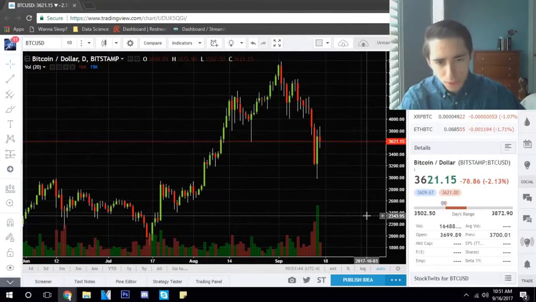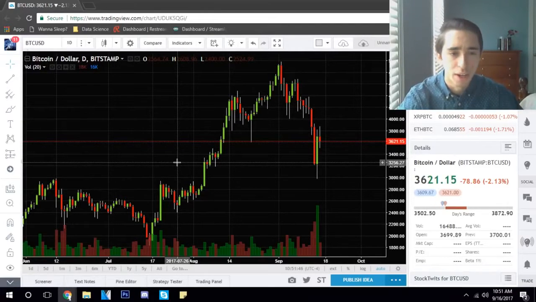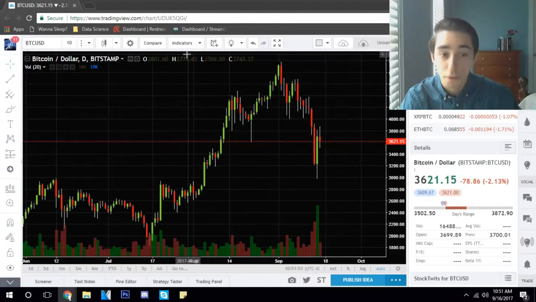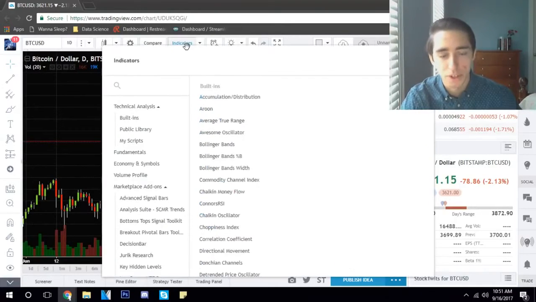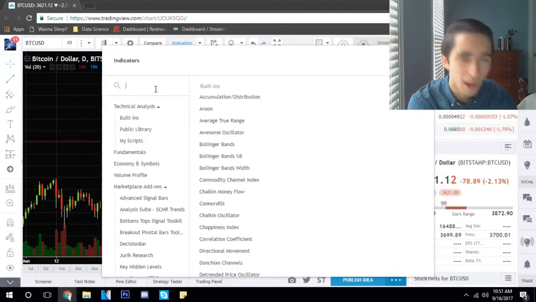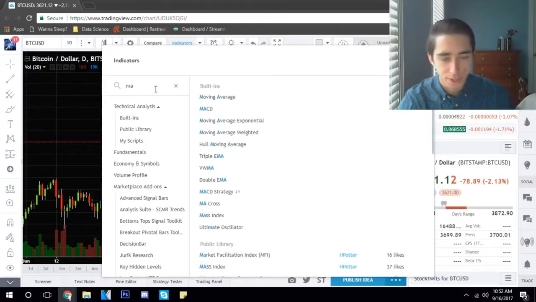So, right off the bat, we're using TradingView right now. Most of these different trading platforms all provide moving averages. It's one of the most basic tools you can use, but they're very powerful at the same time. So you're going to want to go to your indicators tab or whatever it might be on your exchange, and you're going to want to type either moving average or MA, standing for moving average.